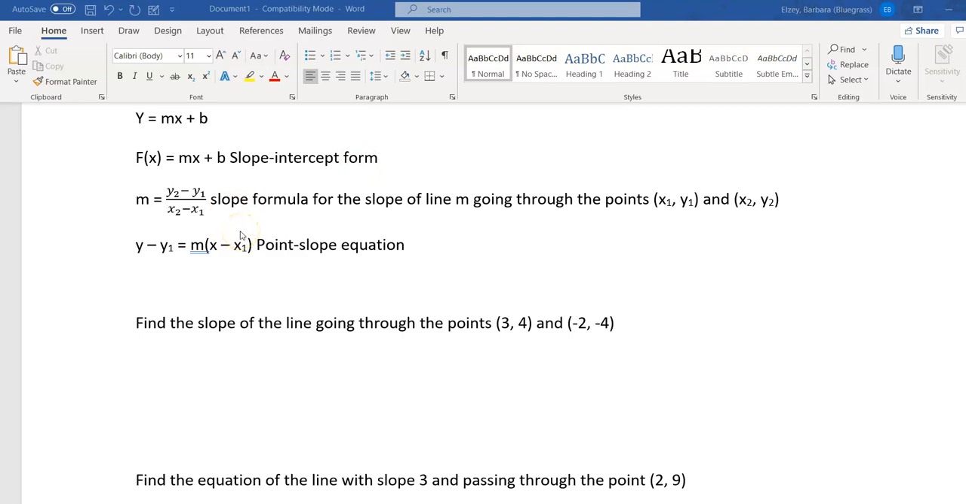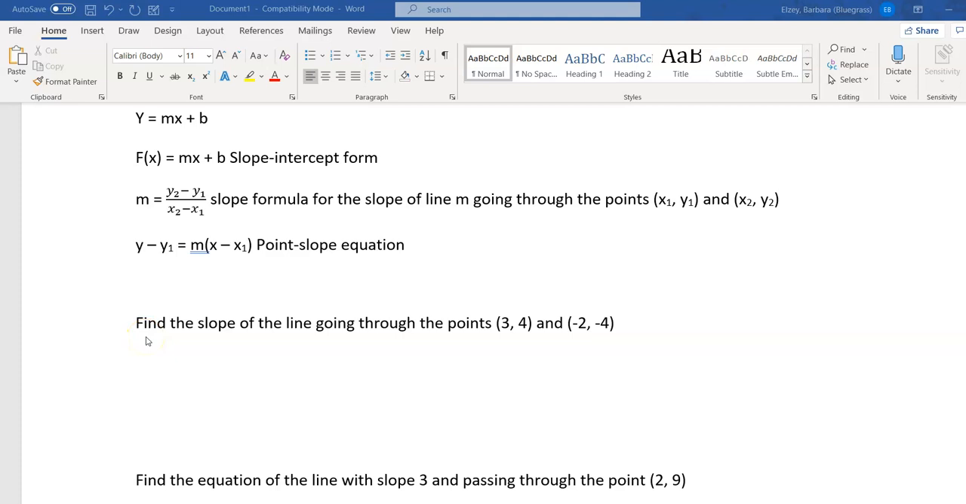Now for this section we're going to need a couple of formulas. Our first one is the slope formula, and of course we've already seen that with average rate of change. We used that slope formula. And then something called the point slope equation, which is going to help us get our function in slope-intercept form. All right, so let's take a look at two examples.